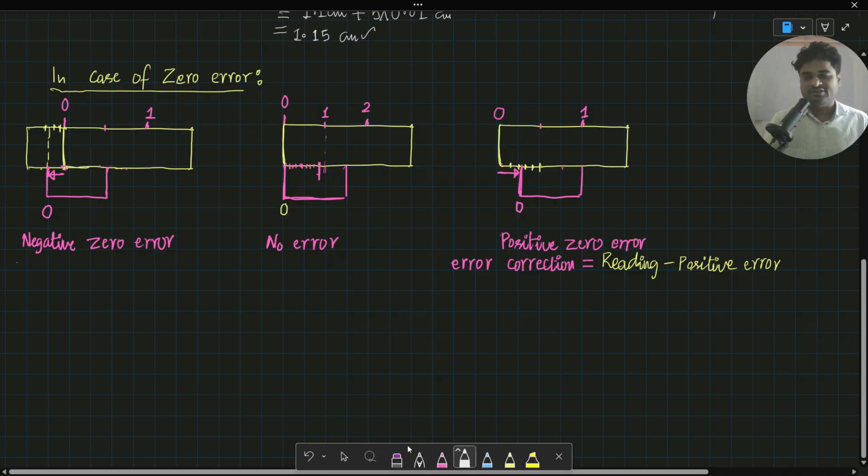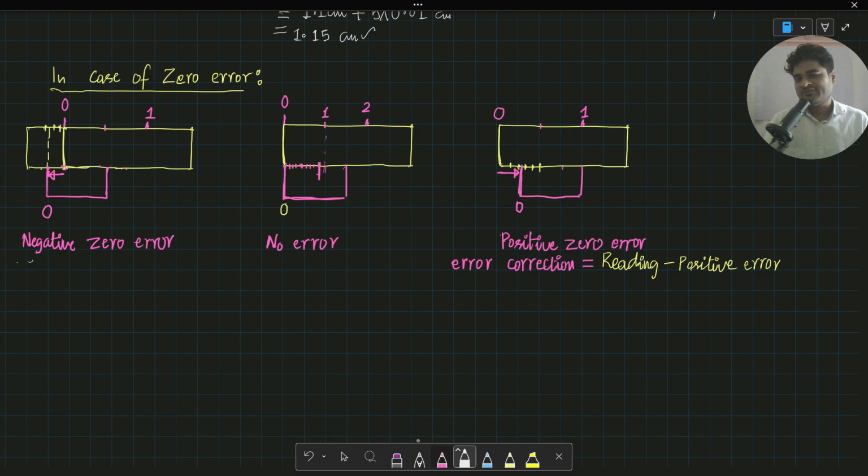So in case of error correction, we always subtract the error. Whatever error is there, we measure the reading as if there is no error, and from that reading we subtract this negative zero error. The formula is the same, but we calculate it in a different way, because this will be a negative quantity, so it gets added up, and the positive error is positive, so it is subtracted.